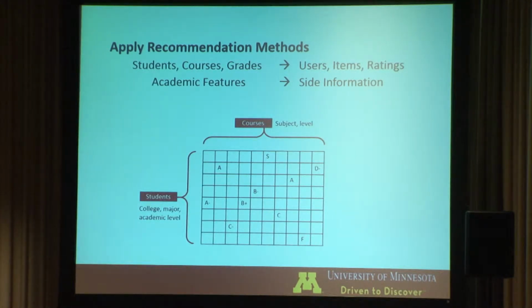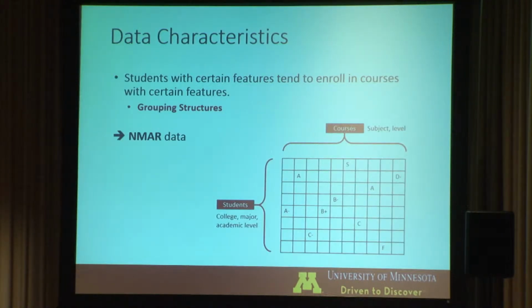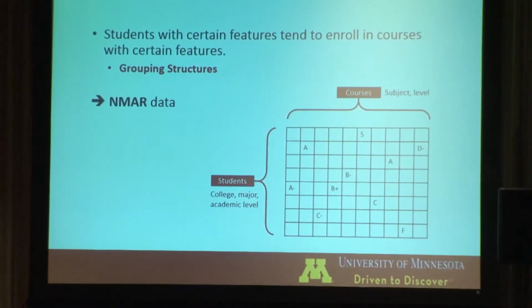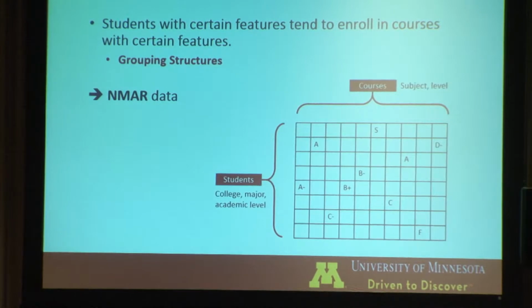And although there's a lot of recommendation techniques in the literature, this data has special characteristics that need to be accounted for. So we did an analysis on a large student course data that was obtained from the University of Minnesota in order to understand these characteristics. And they can be summarized in a few points. The most important and most obvious point is that students with certain academic features tend to enroll in courses of certain features. So for example, students of certain majors and academic levels tend to enroll in courses of certain subjects and levels. And this is what we refer to as the grouping structures in the data.